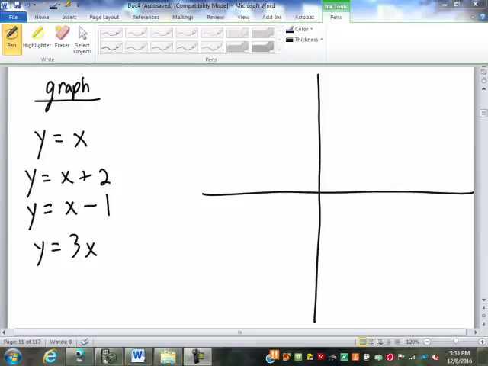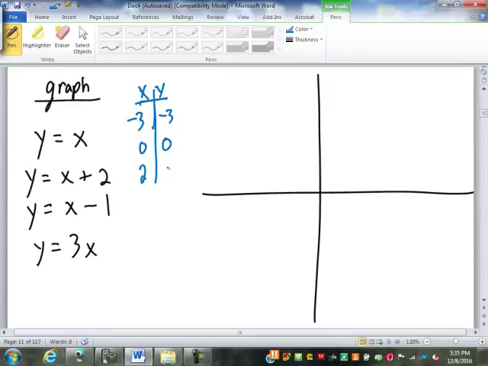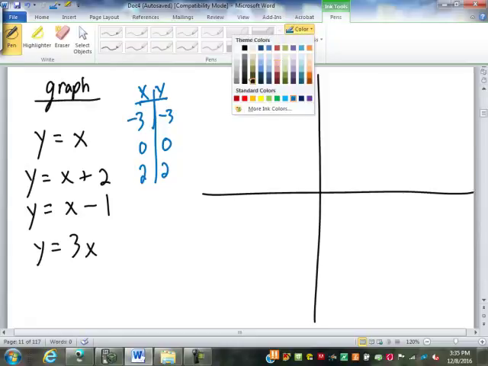Okay, so the first equation, y equals x. If you wanted to make a quick table, you could. Let's see, if x is -3, what's y have to be? -3. If x is 0, what's y have to be? 0. If x is 2, y is 2. So we're going to get some points here.